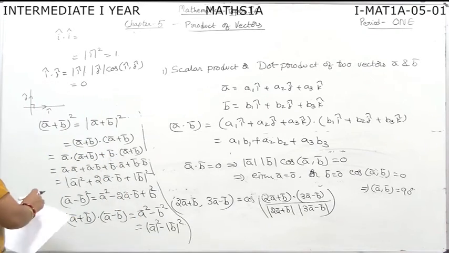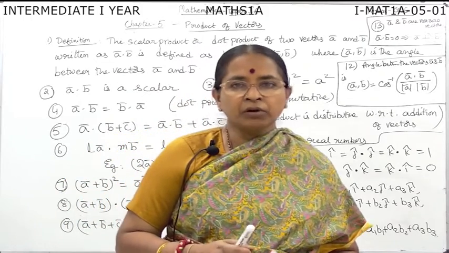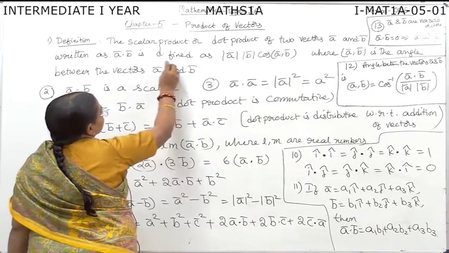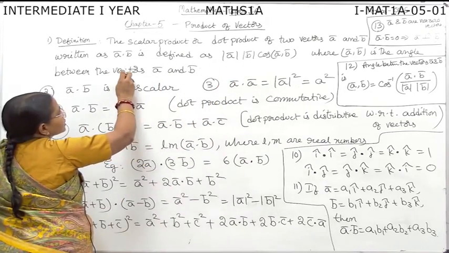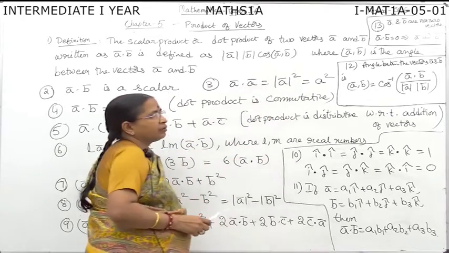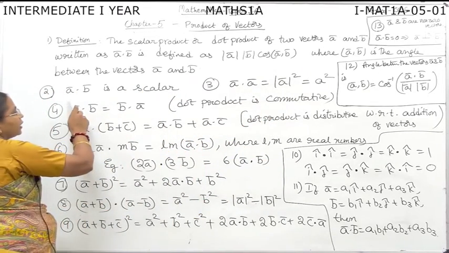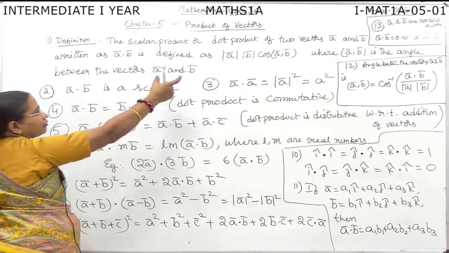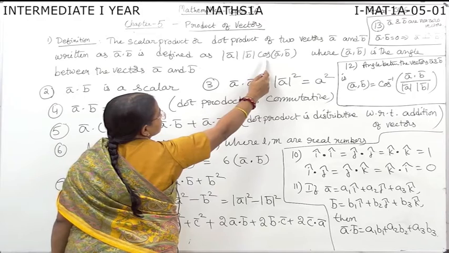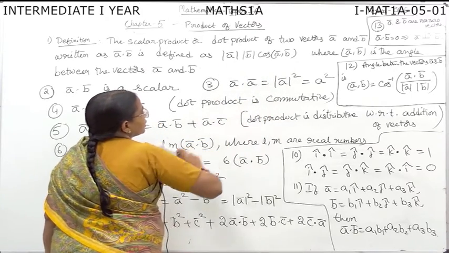Okay. First, we'll write the summary of all the points that we discussed. The scalar product or dot product of two vectors, written as A dot B, is defined as mod A into mod B into cos of the angle between A and B, where the angle is between the vectors. A dot B is a scalar. And then A dot A is mod A square, because the angle between A and A is 0, so cos 0 is 1. So A dot A is mod A square.